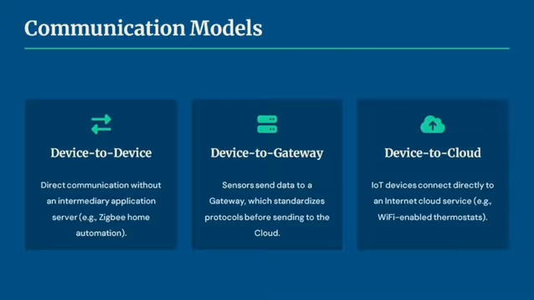Next, communication models. How do these components talk to each other? We use three primary communication models. Device to device. This is direct communication, often seen in home automation like Zigbee, where devices talk without a central server. Device to gateway. Here, sensors send data to a local gateway. The gateway standardizes the protocol before sending everything to the cloud. And last, device to cloud. This is where devices like a smart thermostat connect directly to the internet to upload their data.